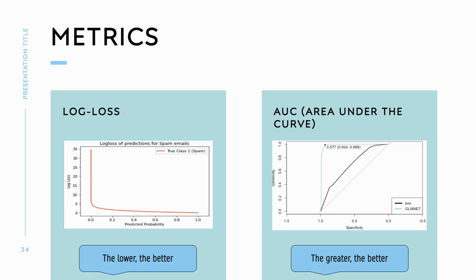On the right side, we have the AUC or area under the curve. It ranges from 0 to 1, and reflects a model's ability to discriminate between classes. An AUC score near 1 implies a high distinction between positive and negative class predictions, while a score near 0.5 suggests no discriminative power. In the example included on the right, notice that the area under the curve of the GLMnet model in blue is much larger than the area under the black curve, which is the KNN model. So that makes the GLMnet model in this example outperform the KNN model.